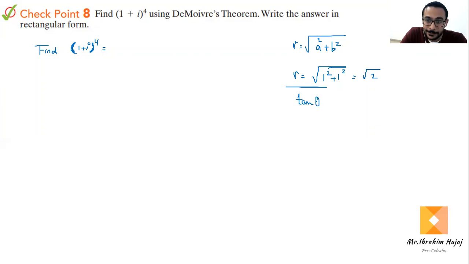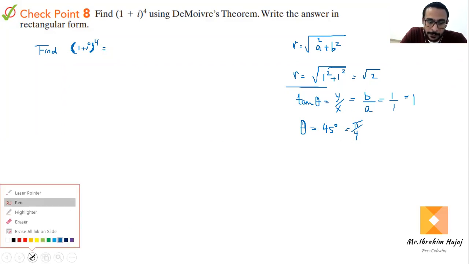Then find theta. Tan theta equals y over x, which equals b over a, so equals 1. Then the angle here is pi over 4, which is 45 degrees. Tan inverse of 1 gives 45. Okay, great job, Mr. Talal.